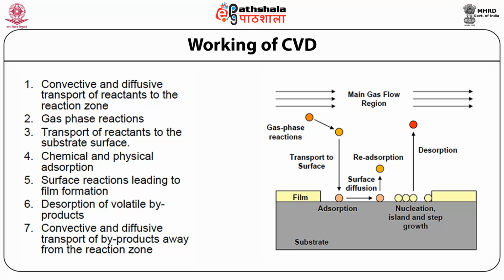In this diagram it has been shown in a more elaborate way that some of the reactions happen in the gas phase, and adsorption takes place, and then the atoms can diffuse along the surface and form a layer as shown here, and the undesired molecules desorb and go out of this tube.